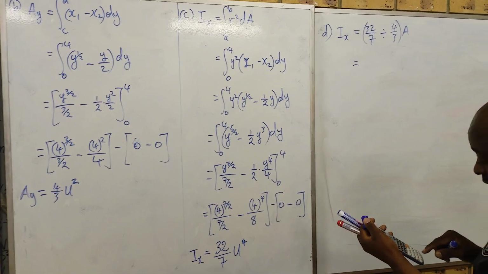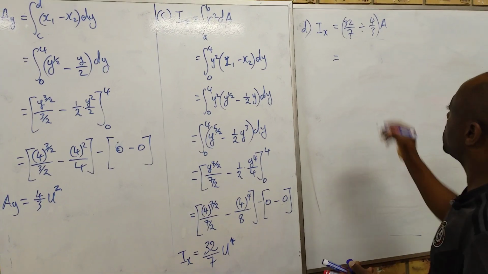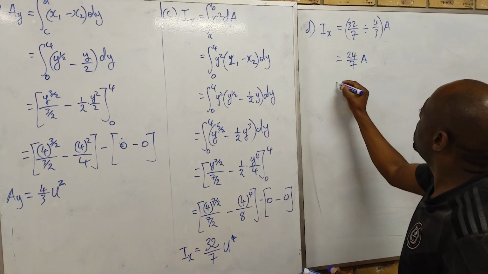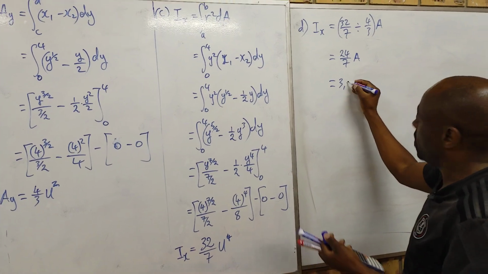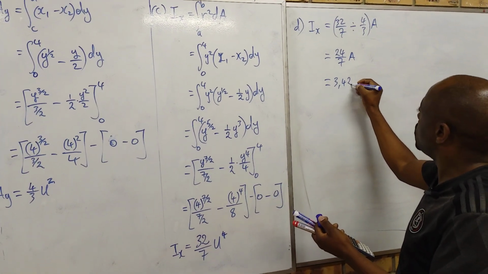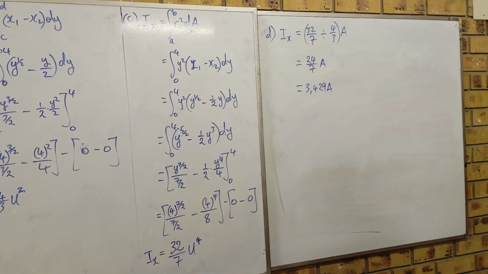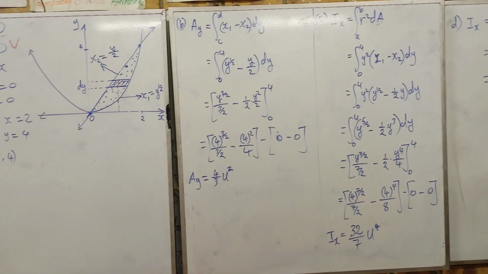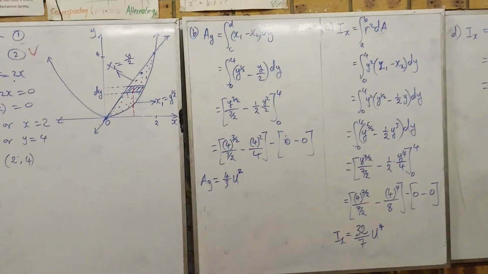32 over 7 divided by 4 over 3 gives us 24 over 7 in terms of area. Or if you prefer decimals, that's still fine. You will get 3.429A. So guys, that's simply how you get your second moment of area about the x-axis. Then you express your answer in terms of the area.